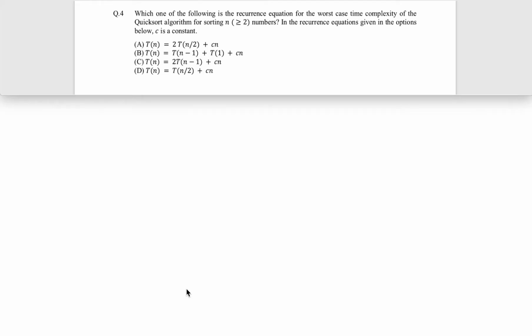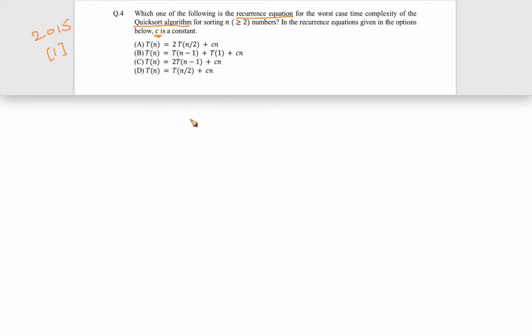Now let's see this question. This question came in GATE 2015 for 1 mark. The question is, which one of the following is the recurrence equation for the worst case time complexity for quicksort algorithm for sorting n numbers? In the recurrence equations given in the options, C is a constant.